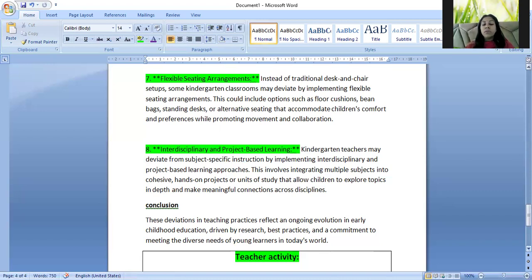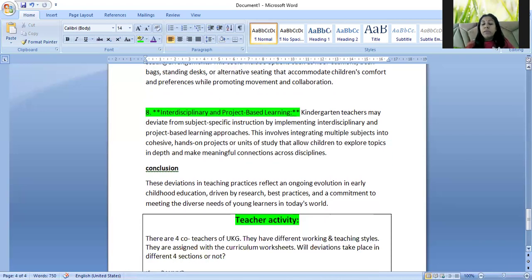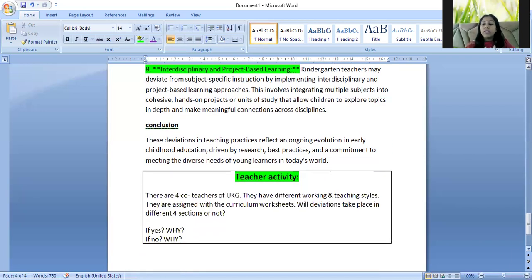So in conclusion, I want to say that these deviations in teaching practices are actually reflecting evolution in early childhood education. When we say ECCE, it is not just going into the classroom, doing coloring and then coming out. No, these are the best practices which we are doing in the early years. We are giving our best to the children, we are giving shape to the children.